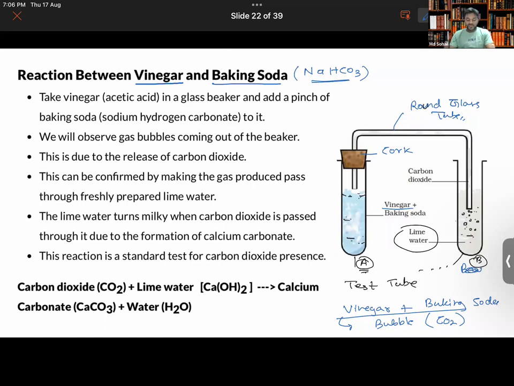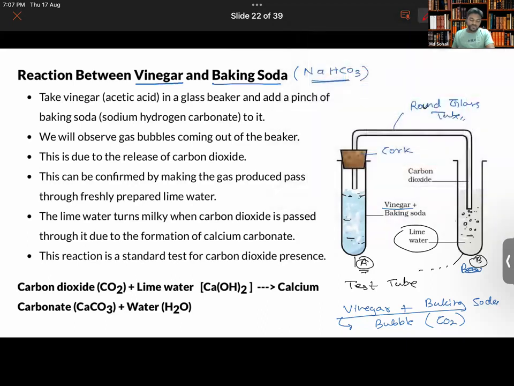It is the property of carbon dioxide gas that whenever it passes over lime water, it turns the lime water milky. So that is the test for carbon dioxide. If you have lime water and you pass carbon dioxide over it, the color of the lime water will change to milky.